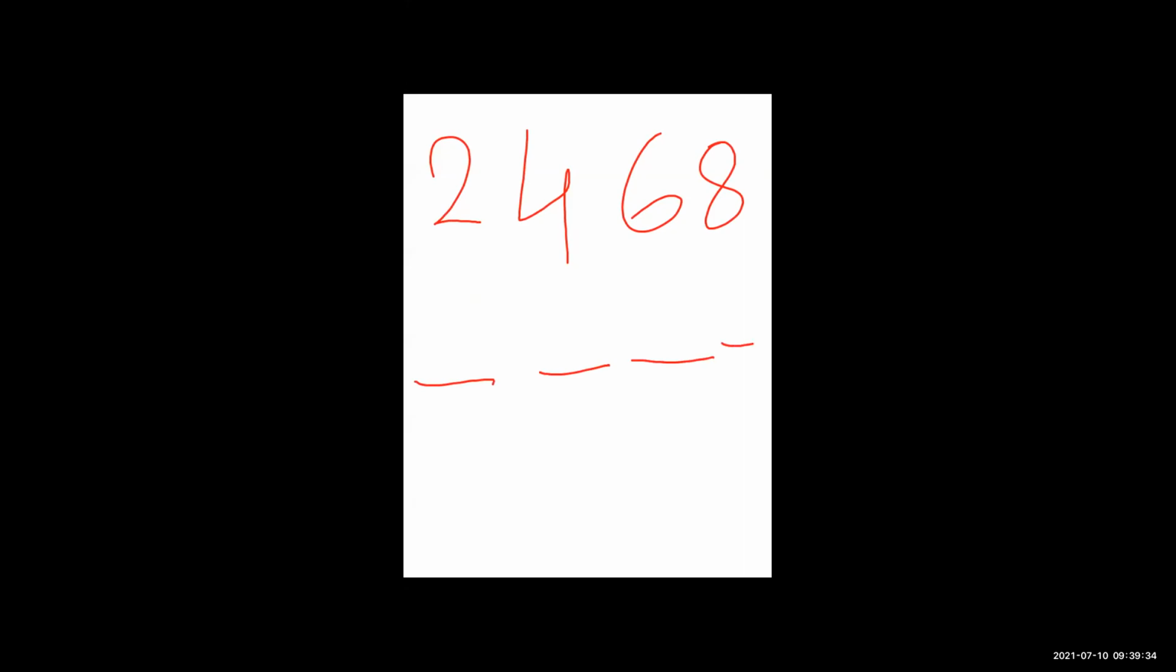Now the next pattern. Okay, I write it over here: 2, 4, 6, 8. What will come next? Just observe this pattern. 2, then 4 is given, then 6, then 8. So what do we understand over here? Each number adds 2. 2 plus 2 is 4, 4 plus 2 is 6, 6 plus 2 is 8. Okay, so this way we can identify.